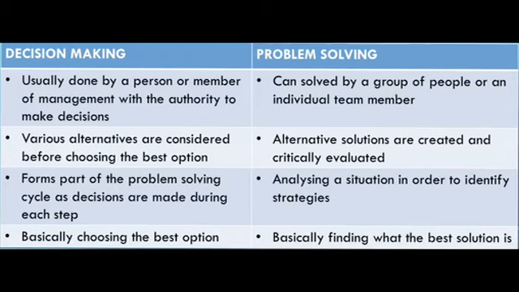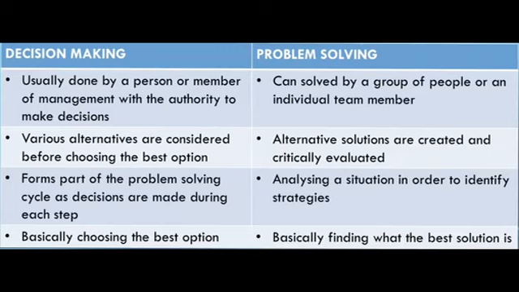So with decision making, decisions are usually made by a person that is on management, and based on the fact that they are on management, their position as a manager gives them the authority to make a decision. Whereas with problem solving, problems can be solved by any member of the group or any member of a team, or even by an individual in the team. So anyone can be involved in problem solving, but with decision making, the decision is usually made by a manager.